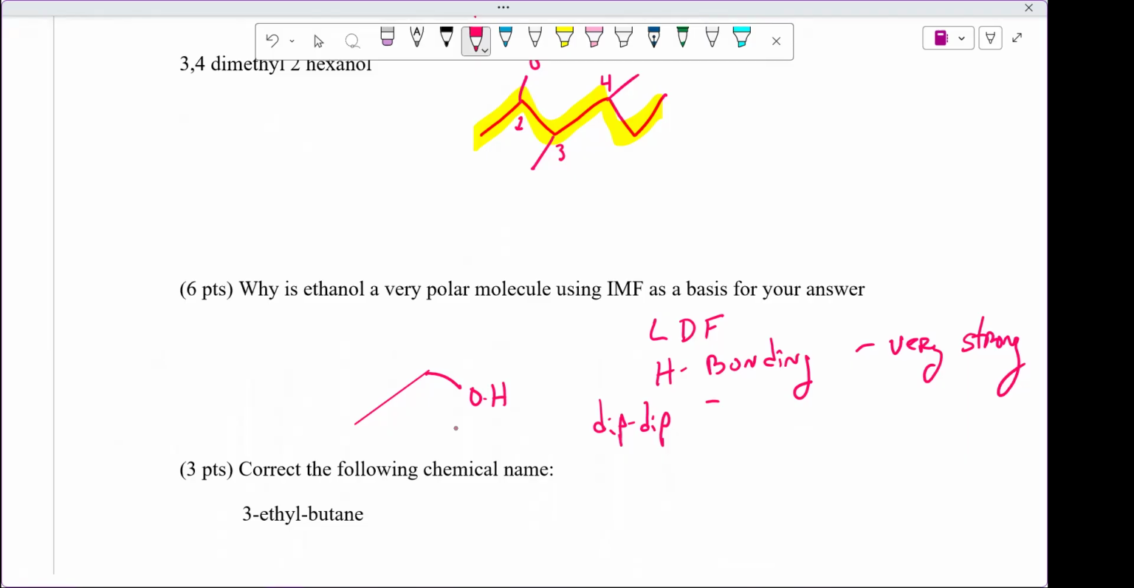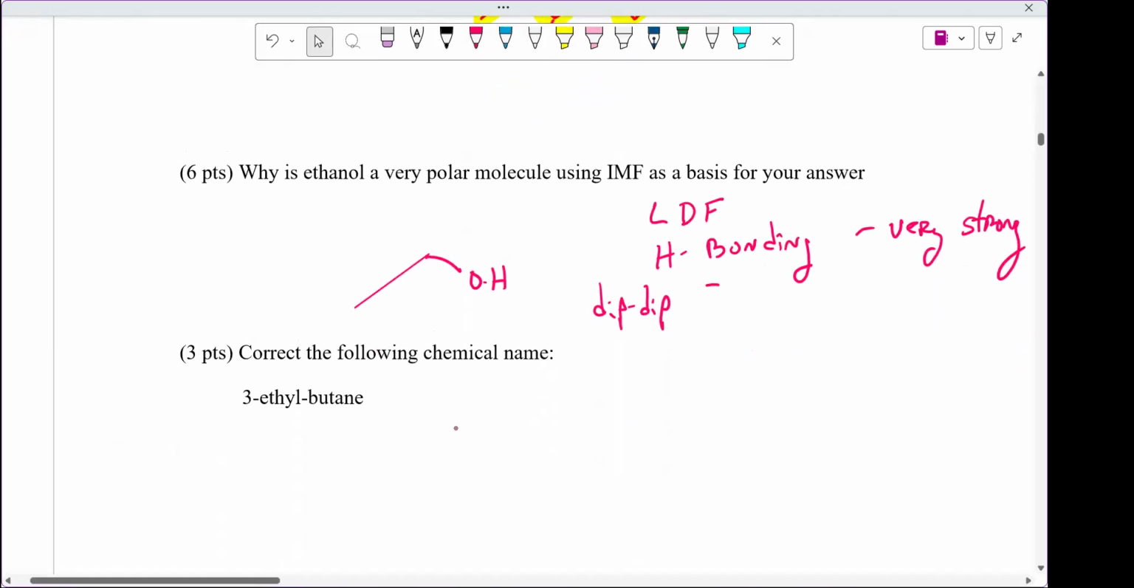I don't like busy work. LDF, you can write it out if you want. Same with hydrogen bonding, H bonding. You can write out hydrogen bonding if you want. That's fine, but H bonding works.